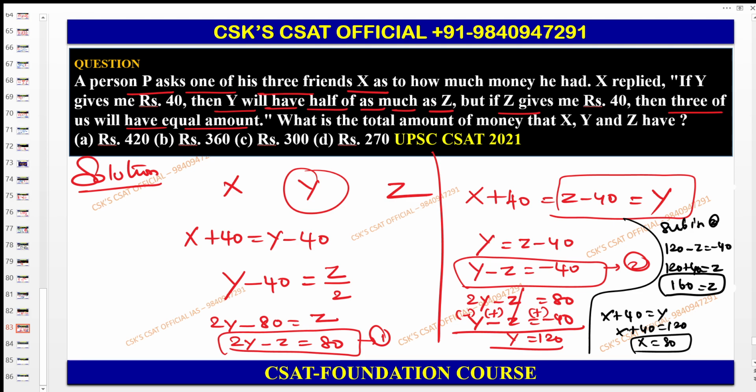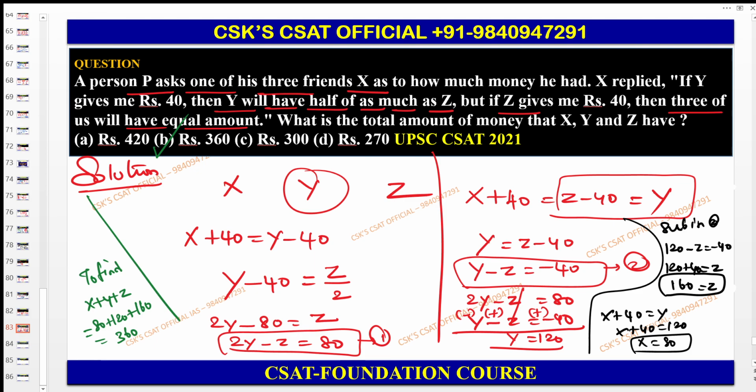The question says, what is the total amount? The total amount means you need to find x plus y plus z. So x 80, y 120, z 160. So therefore 200 plus 160, 360 rupees they are.